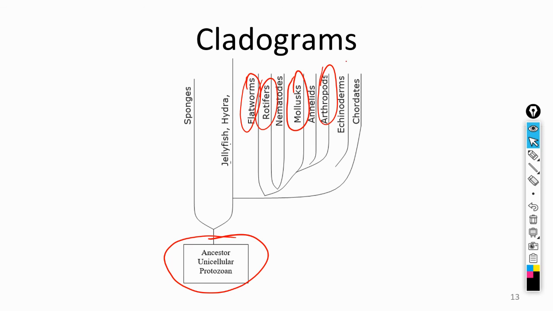We could also say echinoderms and chordates are closely related. They're more closely related than mollusks and arthropods because they're closer together on this cladogram. And that's how you read one of these. You're basically looking at the distance organisms are apart or how close the organisms are together, and making a determination about which organisms are more closely related and which organisms are more distantly related.